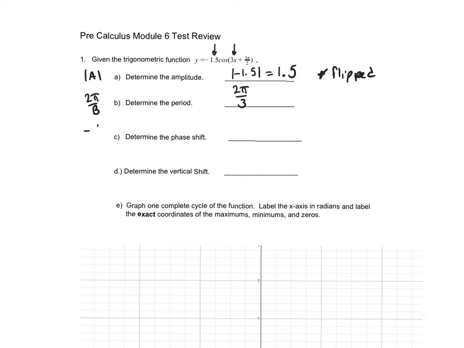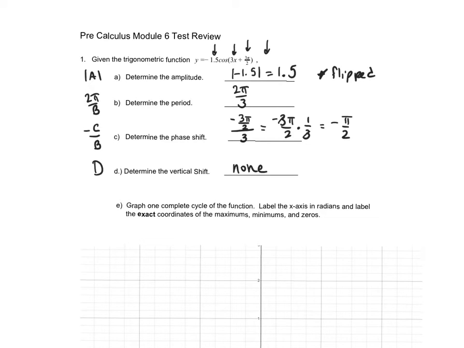Our phase shift, remember, is the opposite of c over b. So b is still 3, but our c is the 3 pi over 2. So our phase shift is negative 3 pi over 2 divided by 3. So remember, when we're doing this, we can multiply by the reciprocal. So that changes the multiplication of 1/3. So that becomes negative pi over 2. Vertical shift is d. That would be a value at the end. There is none in this case. No vertical shift.